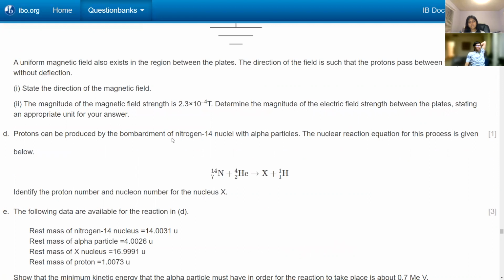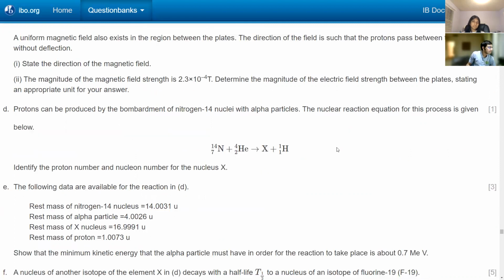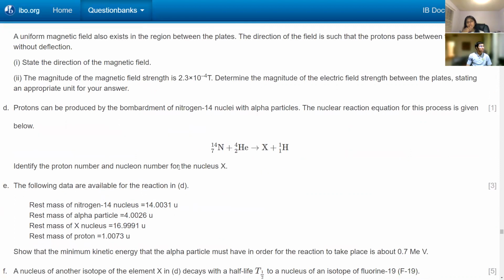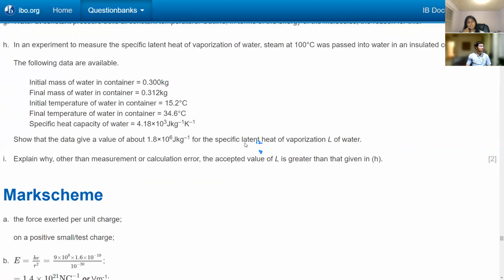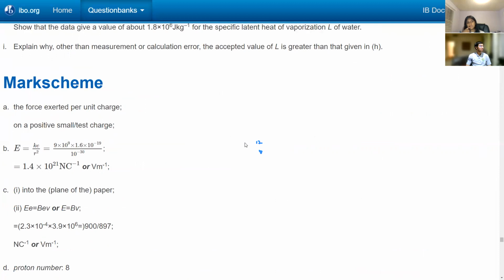Protons can be produced by the bombardment of nitrogen-14 nuclei with alpha particles. The nuclear reaction is given below. What's the proton number and nucleon number for nucleus X? 8 protons, 17 nucleons. 17, yep. So 8 and 17. Good. Okay.